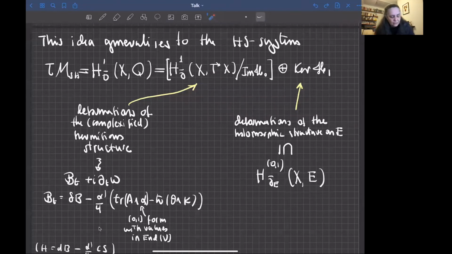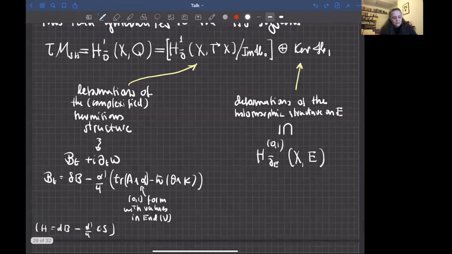So here we are talking about objects that are one forms, but they also have an index associated to the fact that they have values in the holomorphic cotangent bundle. So these deformations are deformations of the complexified Hermitian structure.